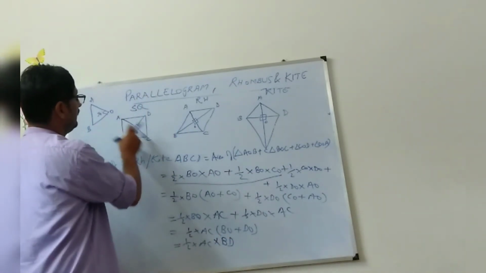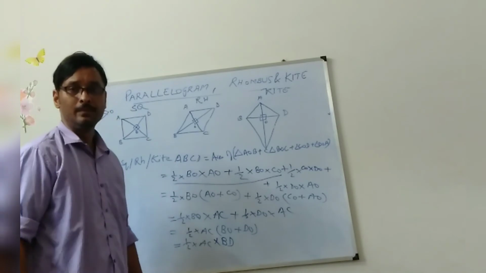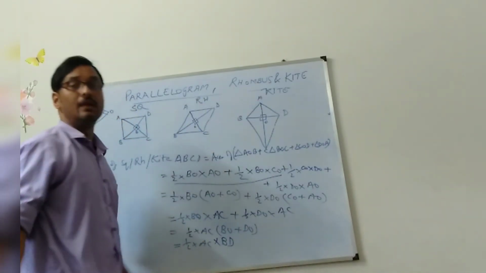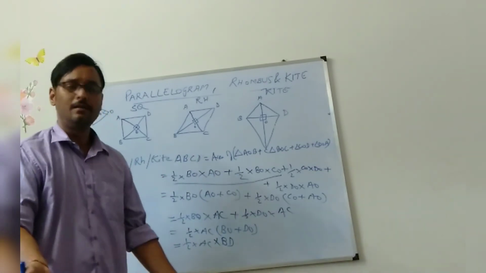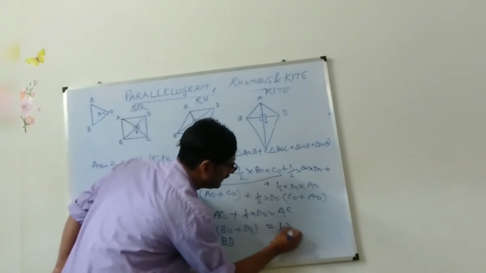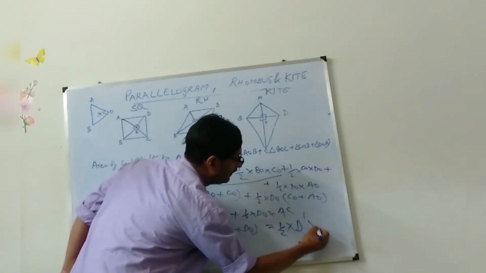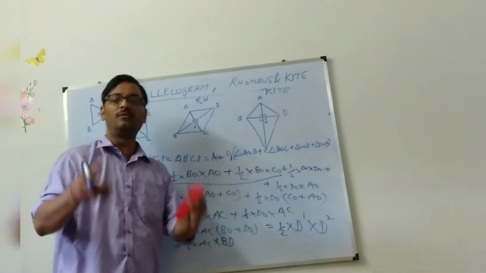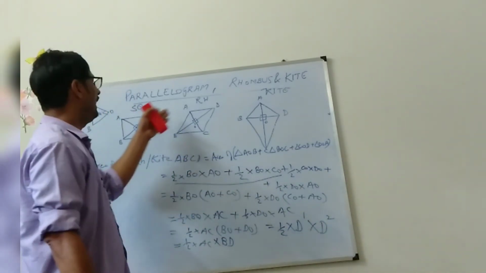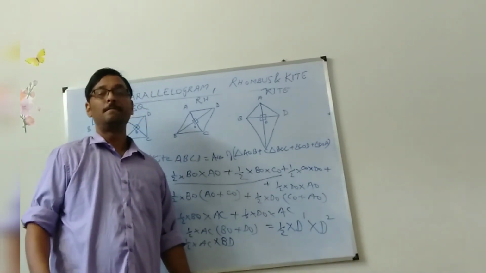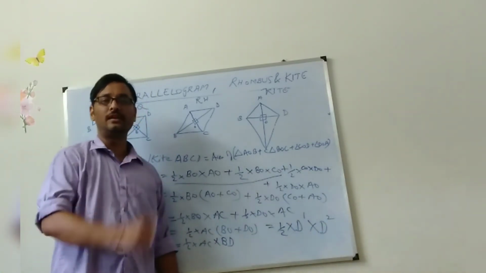Now look at this. What is AC? AC is one of the diagonals of this square, rhombus or kite. And what is BD? BD is another diagonal. So you can write it like this: half into first diagonal into second diagonal. So this is the formula for the area of a square, rhombus and kite. This is another formula. I hope you have understood this.